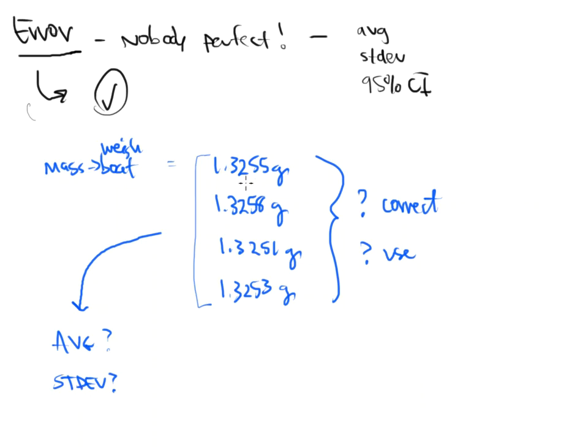So what I can do here is take the average of these four digits: 1.3255, 1.3258, 1.3251, and 1.3253. I can add them all up, divide by the number that I have, and allow Excel to do this for me. So if I plug this into Excel or do the calculation myself, my average here is 1.3254 grams. Well, that could be a better number to report, right?